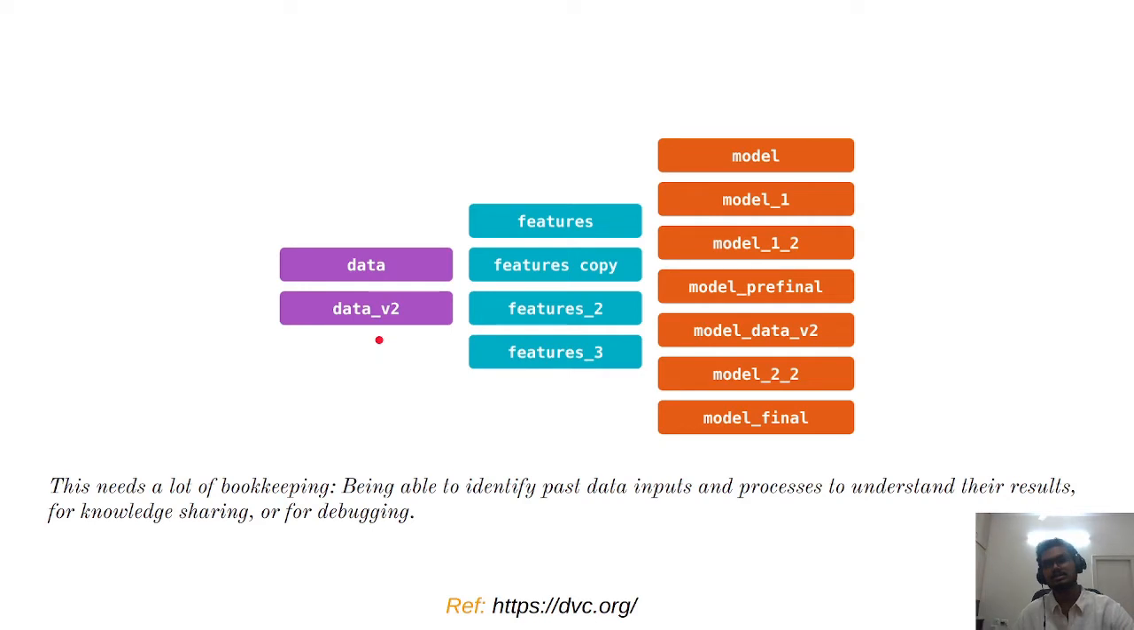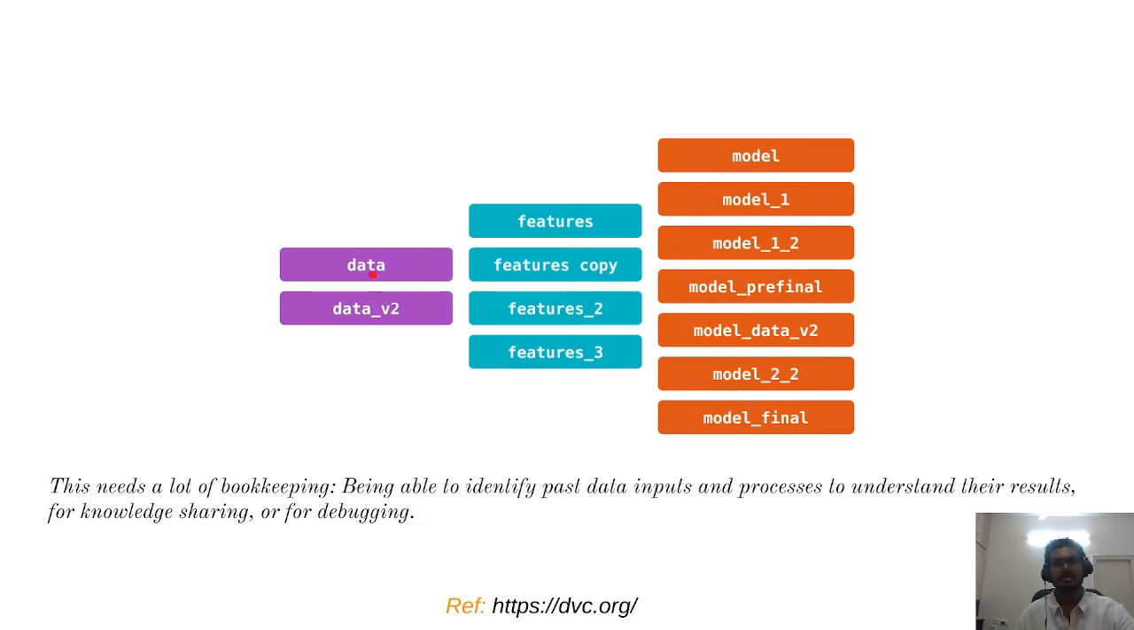And another thing is that machine learning is an experimental field. So you don't know what the optimum set of parameters are. You have to experiment and find them out. And also data keeps refreshing every now and then.